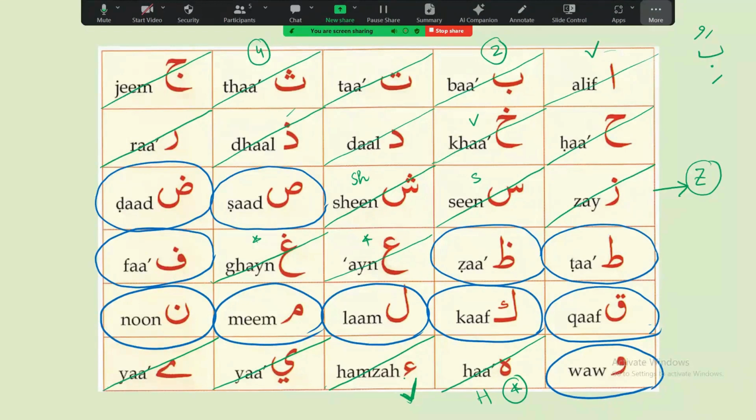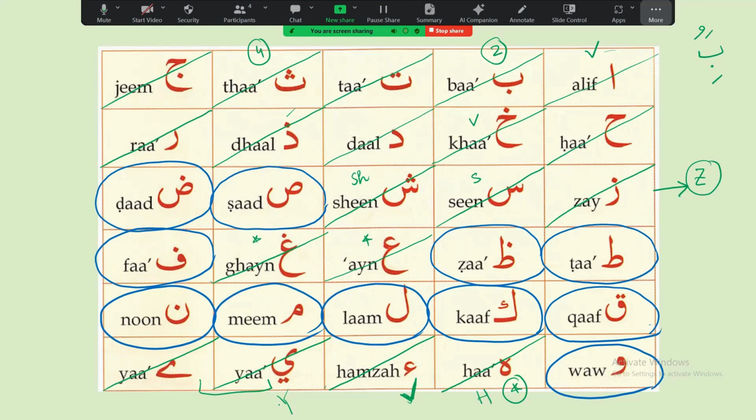Ha. And then Hamza, and then the last two, which are the same ones, this is ya. Like the Y of English, right? So we have revised all of these letters for now. And now, inshallah, we will move on to the encircled ones, inshallah.